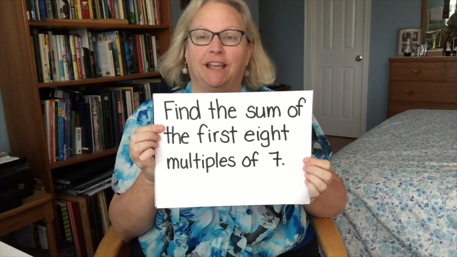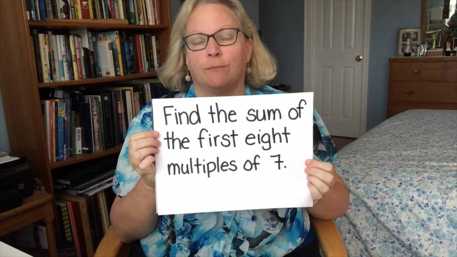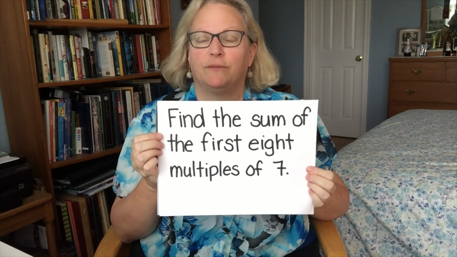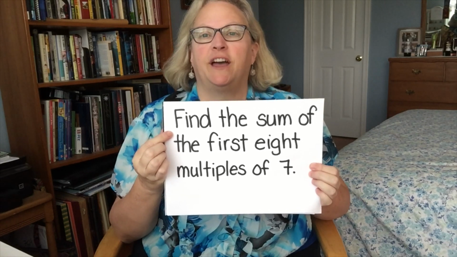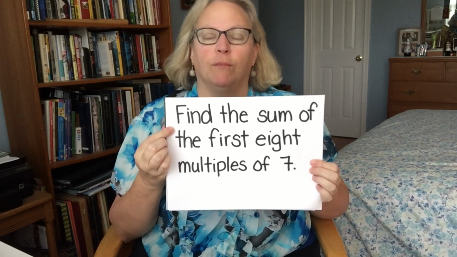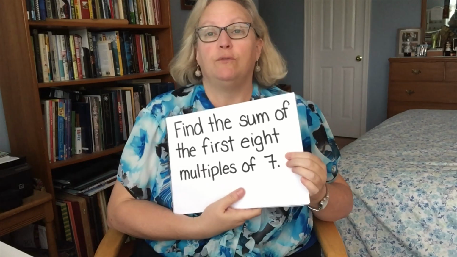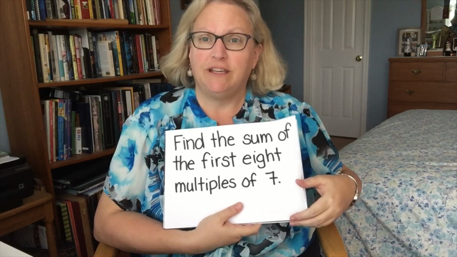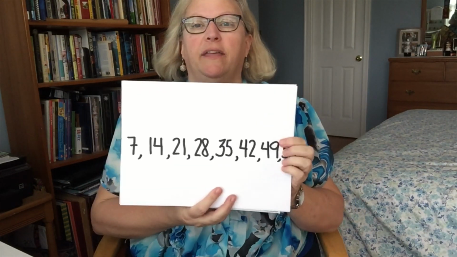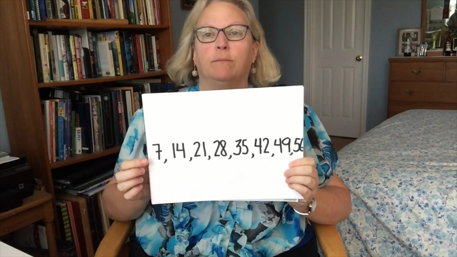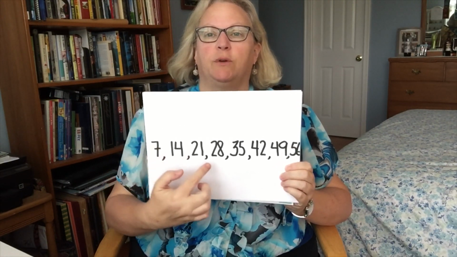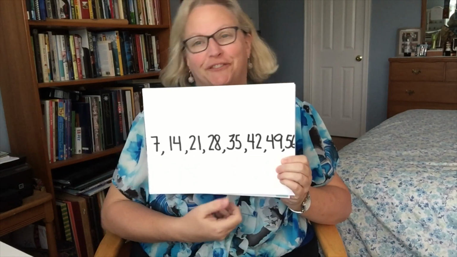Sometimes problems are written like this. They haven't given you the set of numbers. You're going to have to generate it yourself. In this example, it says find the sum of the first 8 multiples of 7. So if you know what a multiple is, that's fairly easy to do. And these are the first 8 multiples of 7. 7, 14, 21, 28, 35, 42, 49, and a little squinched in there, 56.